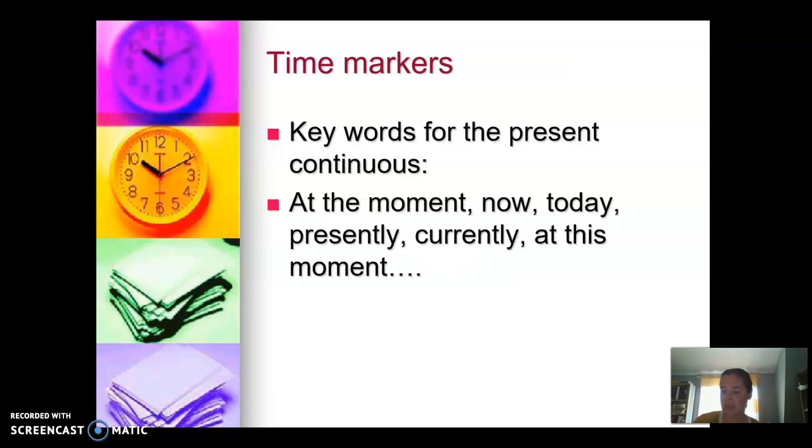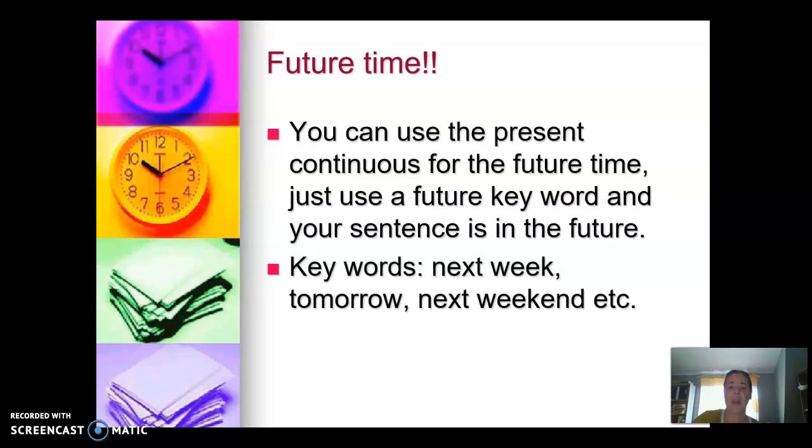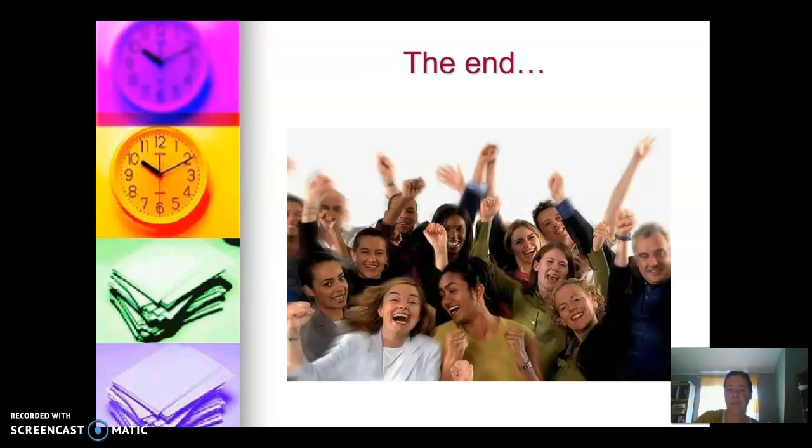So keywords, present continuous, at the moment, now, today, presently, currently, at this moment. Currently is used for actions in progress. You know, I told you about something you're doing these days, but you don't do usually, but not at this minute. This is currently. Future time. You can use a future time with present continuous. You just need to change your keyword for next week, tomorrow, next weekend, something that tells you you're in the future. And that's it.